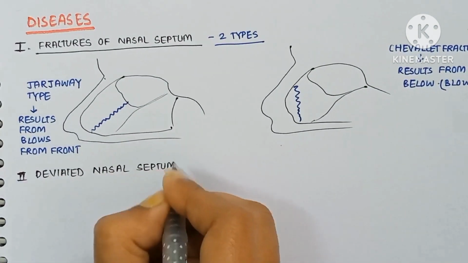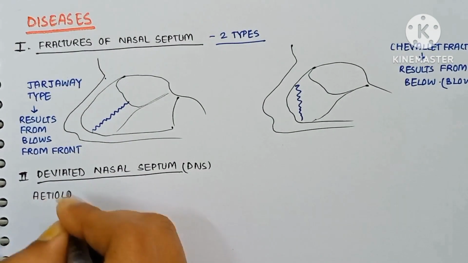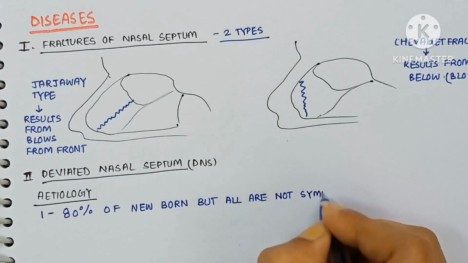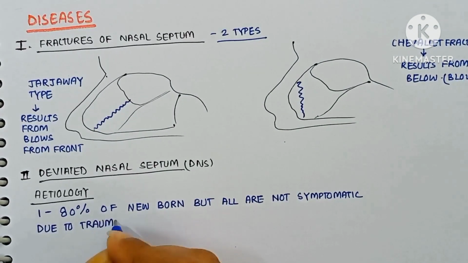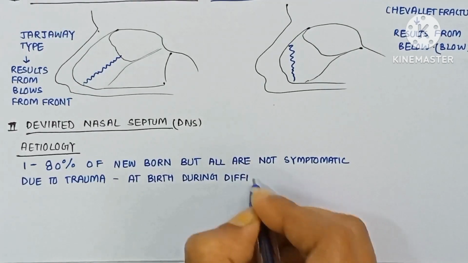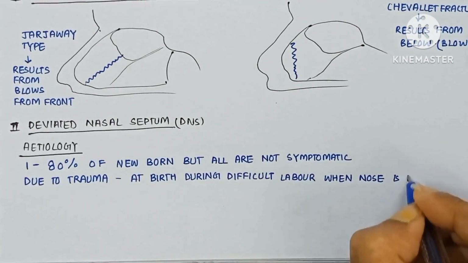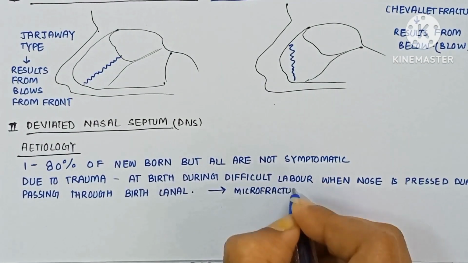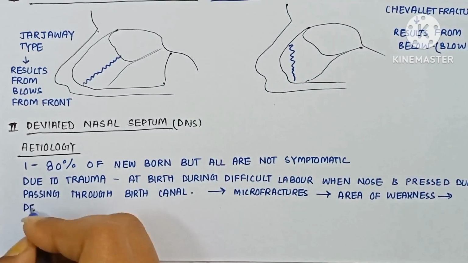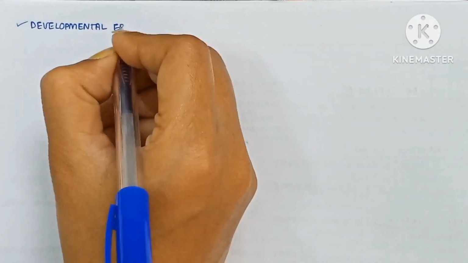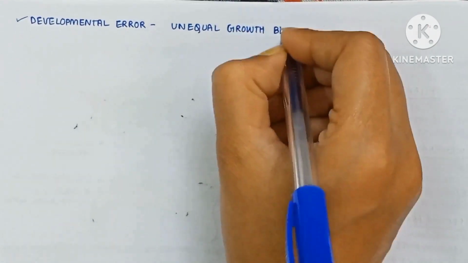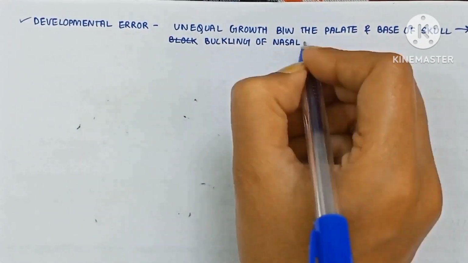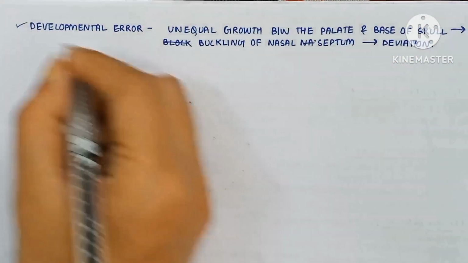Second is the deviated nasal septum (DNS). Regarding the etiology of the DNS, it is present in 1 to 80% of newborns, but not all are symptomatic. Trauma at birth during difficult labor, when the nose is pressed while passing through the birth canal, causes microfracture, which results in an area of weakness that causes the deviation. The developmental error is unequal growth between the palate and the base of the skull, which causes buckling of the nasal septum, resulting in the deviation.